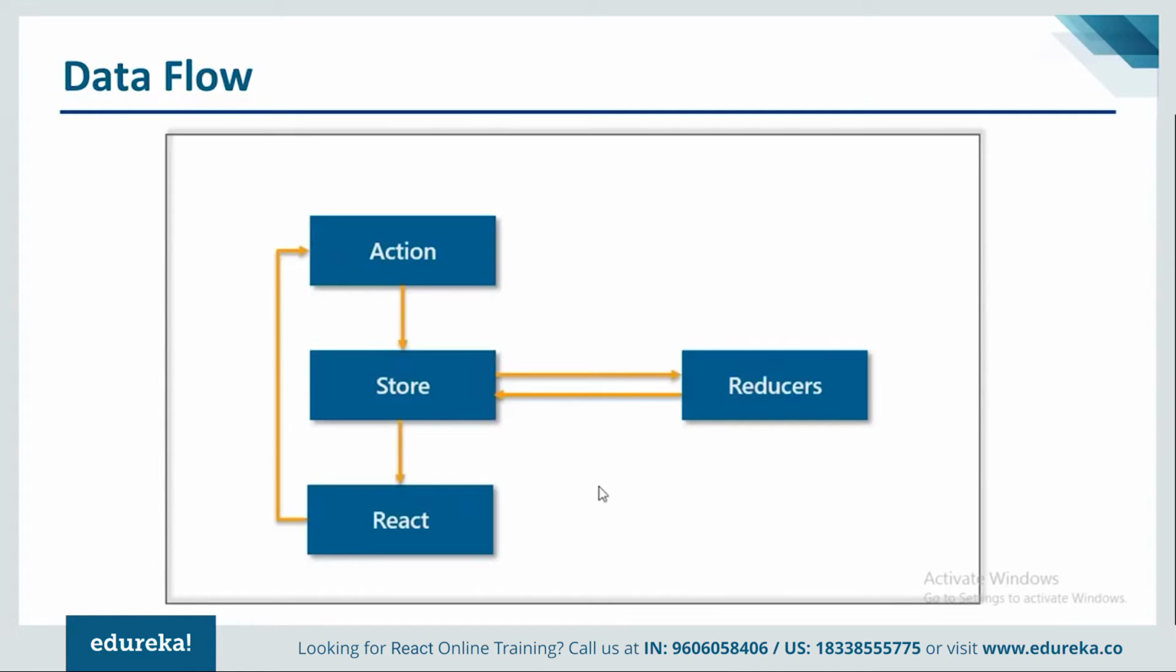Now, second thing is reducer. A reducer always handles the action. A reducer is just a function that is returning a new state. It is taking the previous state and it is returning the new state. Reducer receives the current state and an action, then it returns a new state.